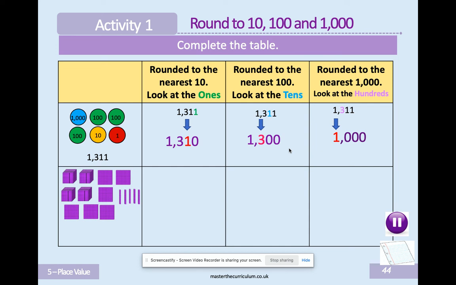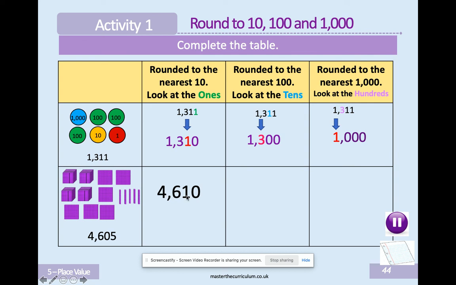Let's see how well you've done. When I add them all together, I get 4,605. If I round to 10, 4,610, because the rule says if I have a 5, I have to round up, which means my 10 is changing. The 4 and the 6 stays the same.